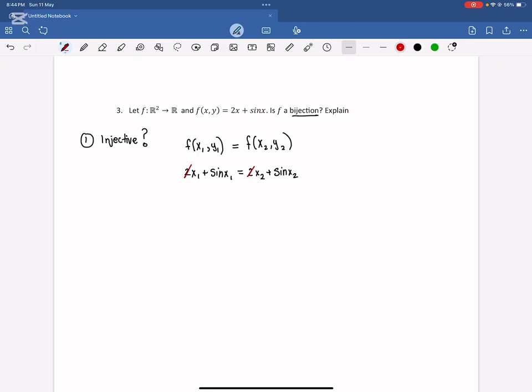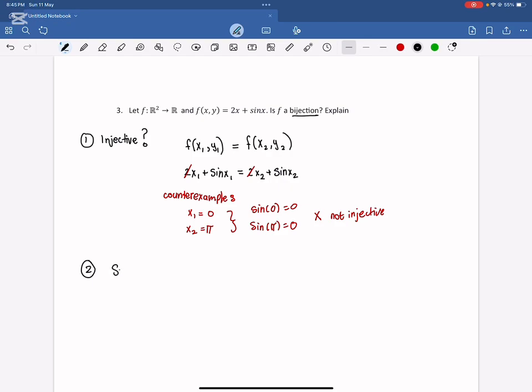But first, these are periodic functions, they can never be injective, but to prove it, I can use a counterexample. For example, if we had two different inputs, x1 is 0, x2 is pi, and I plug them in, sine 0 is 0, sine pi is also 0. So two different inputs giving the same output is not injective. Okay, so I proved it by a counterexample.